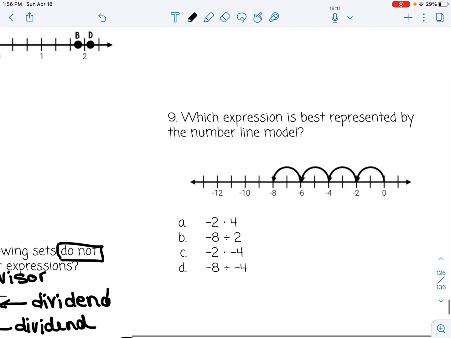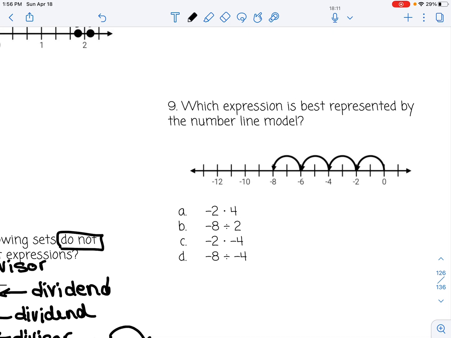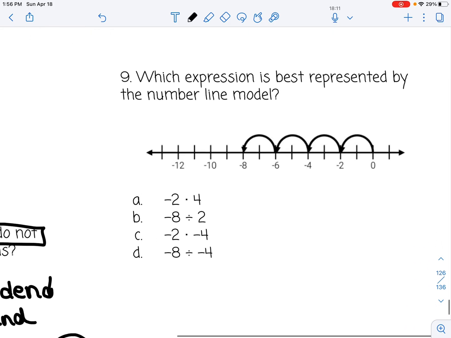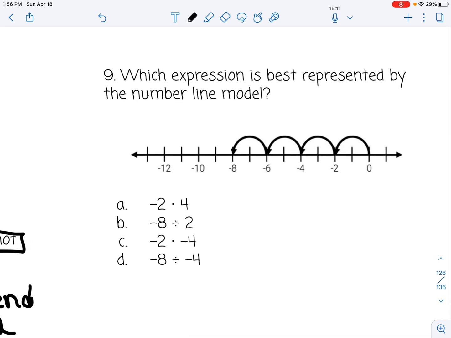All right, number 9. Which expression is best represented by the number line below? All right, these go with your multiplying and dividing integer rules. And it also is found starting on page 27 to 37 in your math journal. All right, here we go.